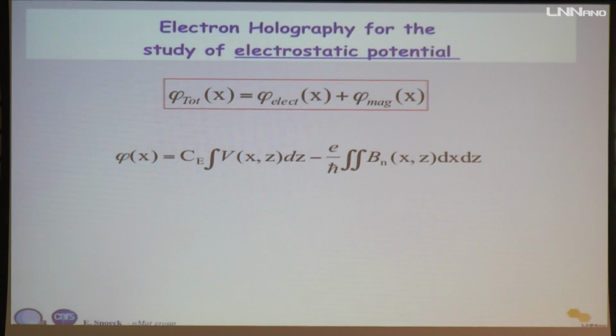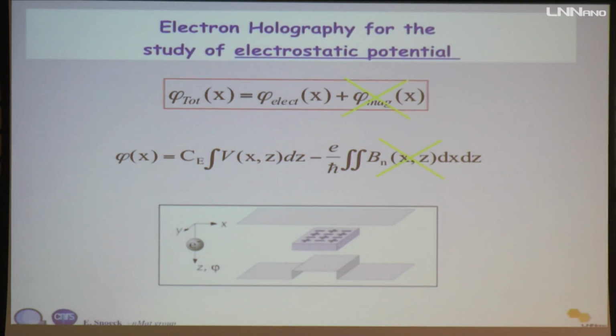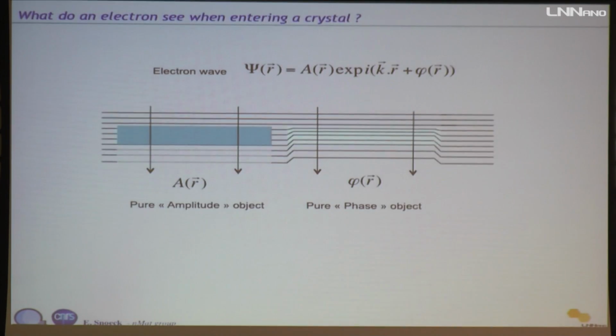So we're going to work today only on this term. The total phase shift is electrostatic plus magnetic, but we're going to work only on this one. So you have a plane wave arriving on a given sample, and it's phase shifted due to the fact that the material is composed of cations, so there are charges. And this electron wave is sensitive to these charges.